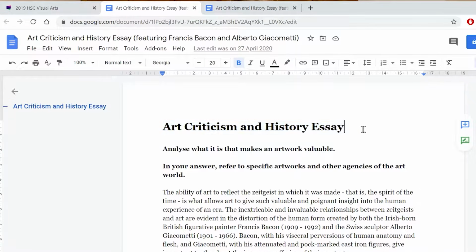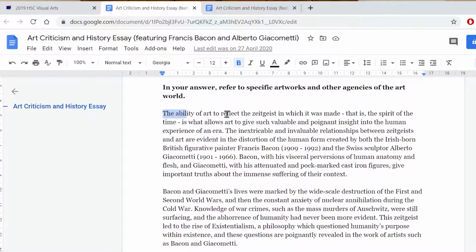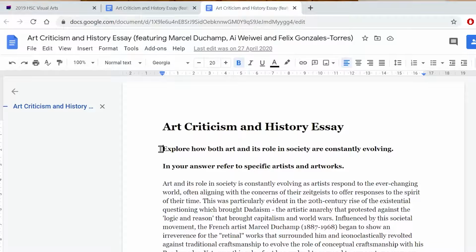So the question reads, analyze what it is that makes an artwork valuable. In your answer, refer to specific artworks and other agencies of art. And the thesis. The ability of art to reflect the zeitgeist in which it was made, that is, the spirit of the time, is what allows art to give such valuable and poignant insight into the human experience of the era. Now let's have a look at an example from the frames section.